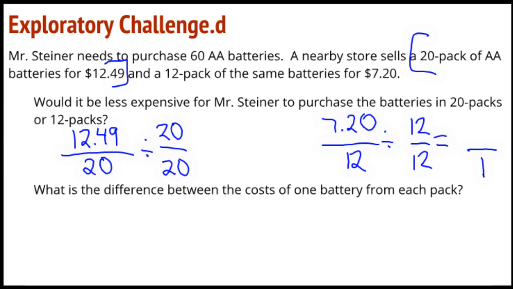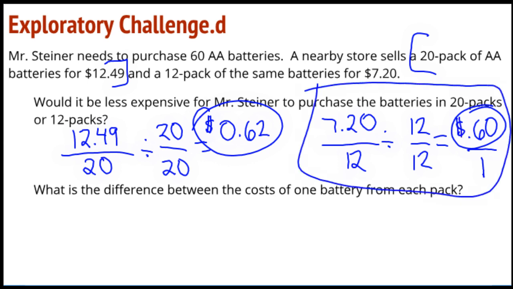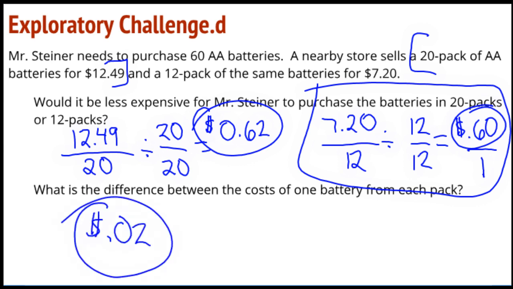And 1249 divided by 20 is going to give me about 62 cents per battery. And 720 divided by 12 is going to give me about 60 cents per battery. And so in this case, I'm going to say that he should probably buy the 12 packs because they are 2 cents less per battery.